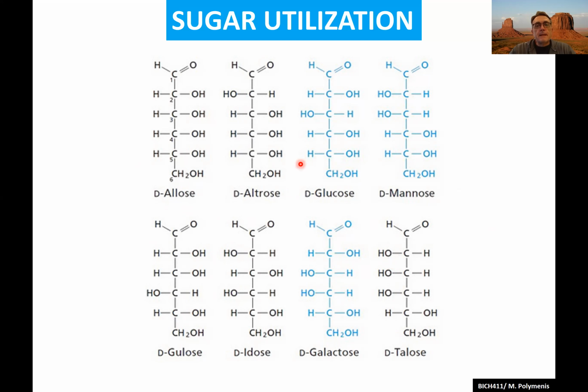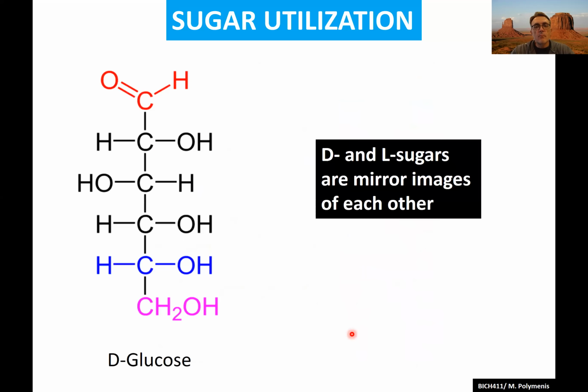It's always on the right in all of them. The ones highlighted here in blue are the ones that are actually found in real life, and we're going to talk about all of them: glucose, mannose, and galactose, and how we metabolize them, because they are in our diet. D and L sugars are mirror images of each other, literally.